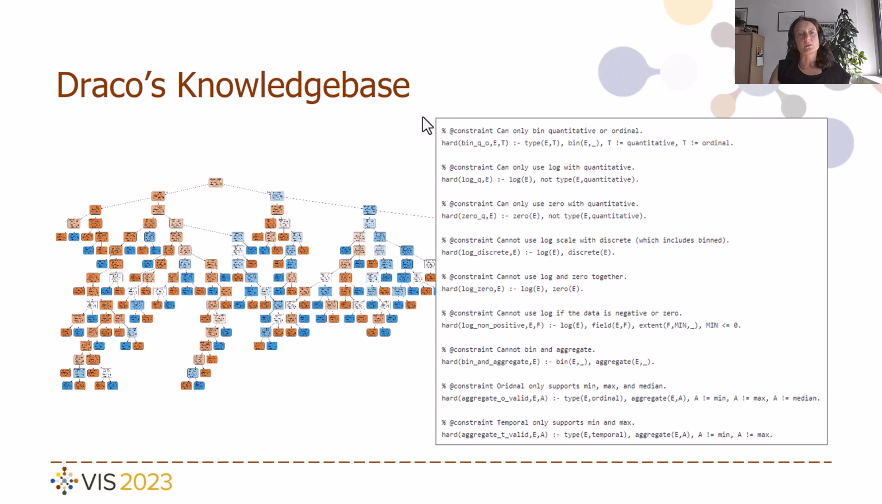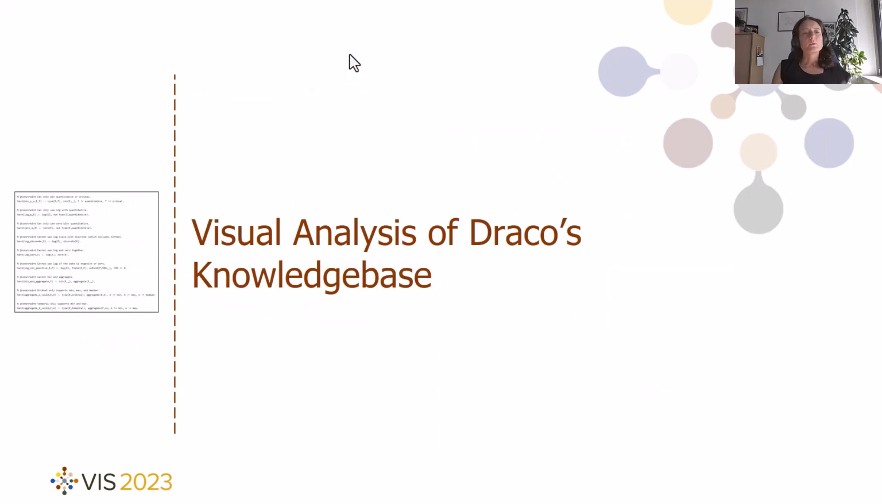Draco can make these recommendations because it has a large knowledge base in the background. In this knowledge base, Draco stores the rules which define when to apply which visualization techniques. We wanted to know what these rules inside the knowledge base look like, how they are connected, and how they are related to each other. We think that visual analytics can serve as a proper technique here to get some insights into this type of data.